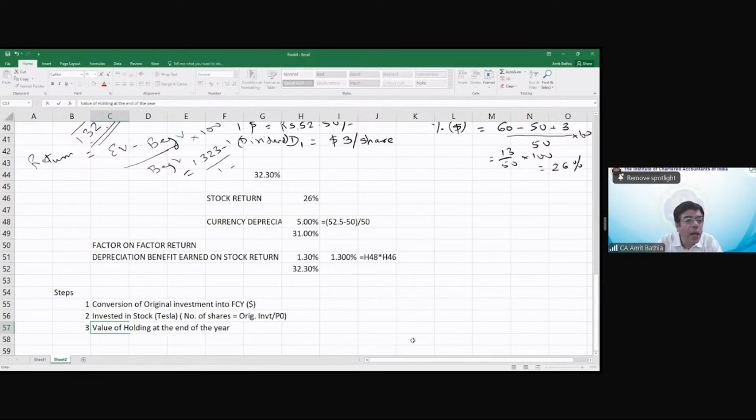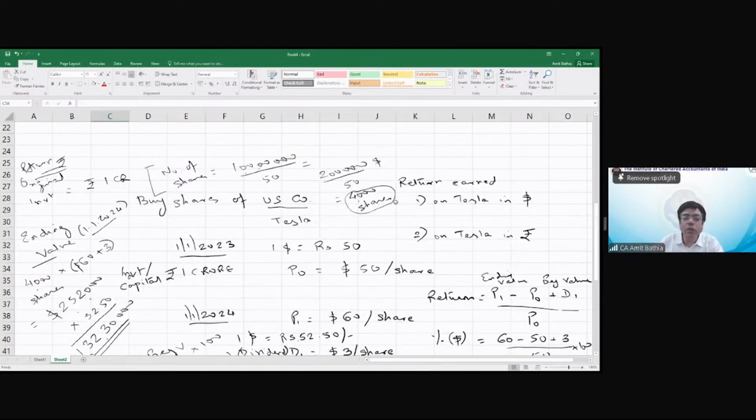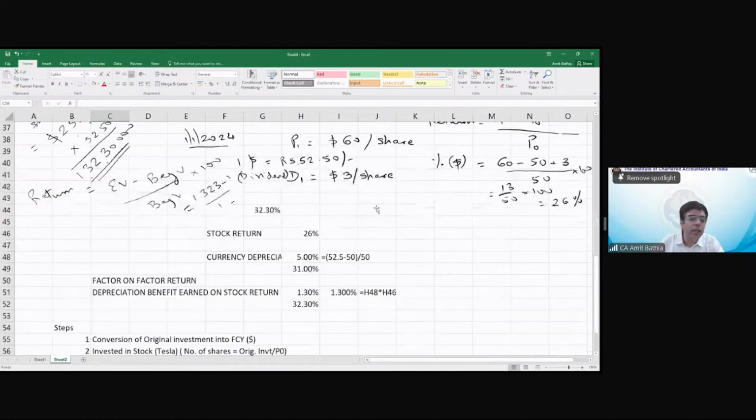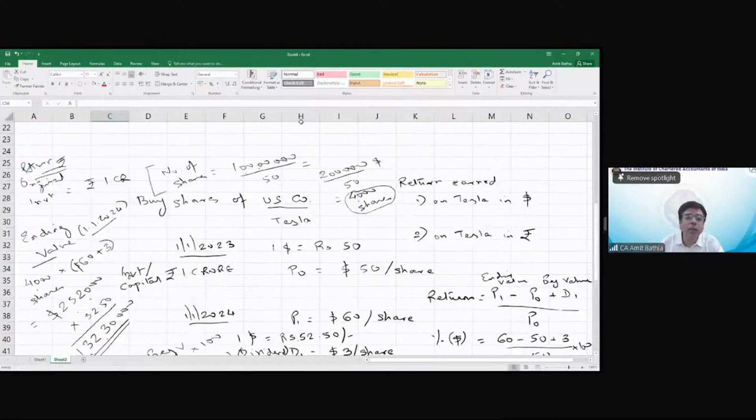So for calculating value of holding, this is what we did, right? First, we had 1 crore converted to 4,000 shares. This is where my step number 1 and 2 come in. First of all, I converted 1 crore into 2 lakh dollars. That is step 1. Then I purchased shares. That is step 2. So I got 4,000 shares.